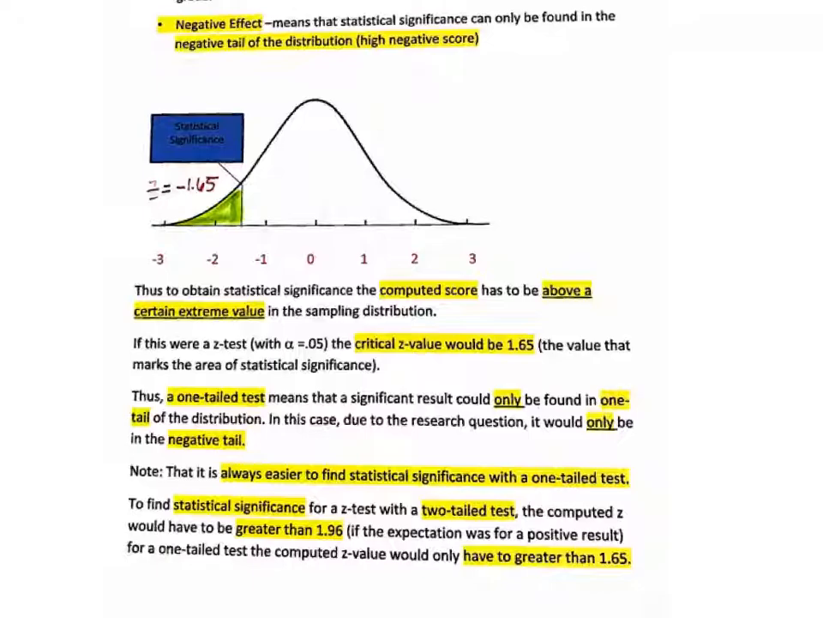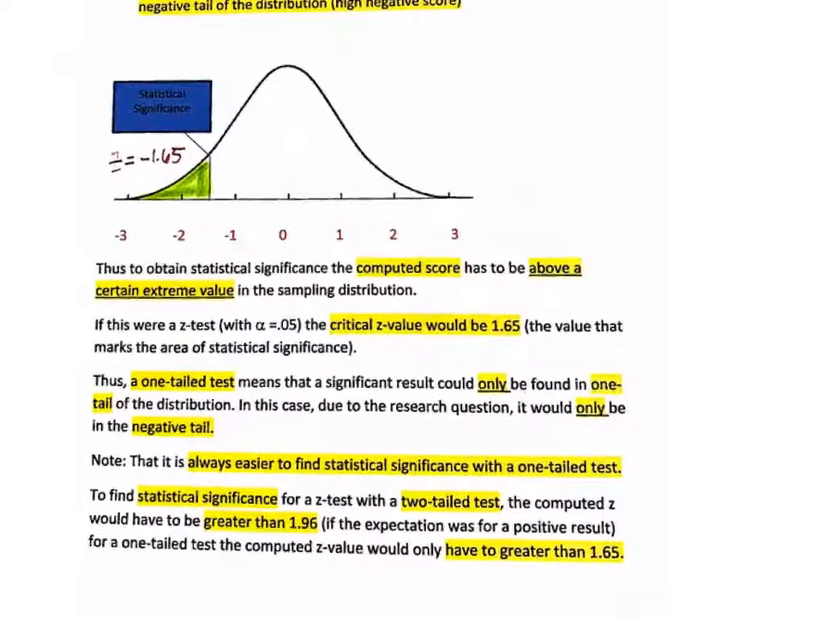I'll just raise this up here so you can take a look. Essentially, I've told you the same thing again, which is that it's always going to be easier to reject with the one tail than the two tail.